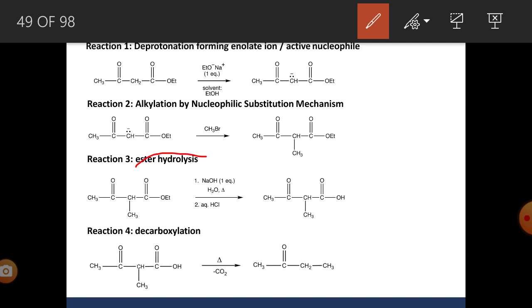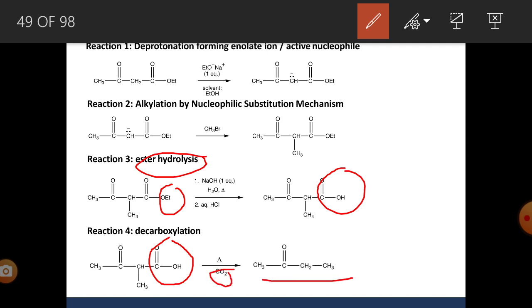After that, there is ester hydrolysis. There is breakdown of this ester bond and it is converted into carboxylic acid. Final step, decarboxylation. In that, the COOH moiety is removed as carbon dioxide and finally we get the ketone, that is ethyl methyl ketone.